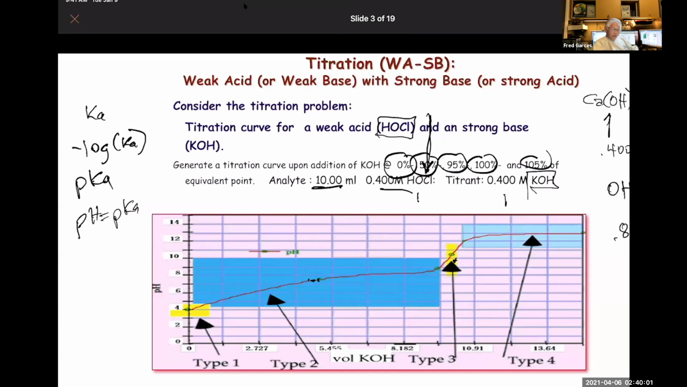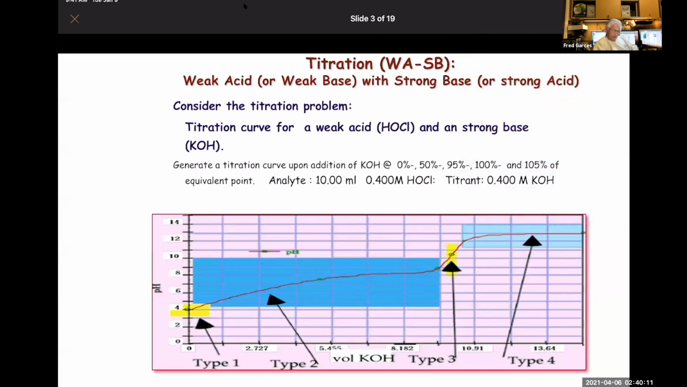The other thing you need to do is figure out what volumes of potassium hydroxide you're going to be using, because I don't tell you that volume. I tell you it's 100% of the equivalence point, 95%, 50%, 0%, where 0% is just no titrant. This is the concentration of my base and this is the concentration of my acid. They're the same, and they're both monobasic and monoprotic. So if the concentrations are the same, the equivalence point is reached when I have equal volumes of potassium hydroxide and the hypochlorous acid I started with, and I'm using 10 mL of hypochlorous acid.